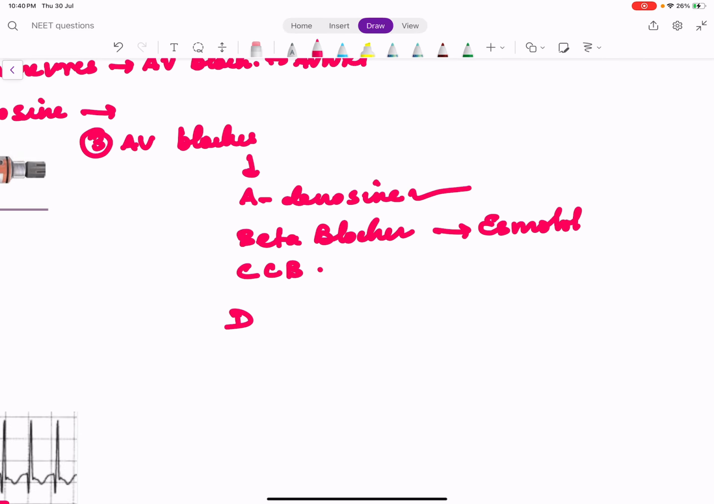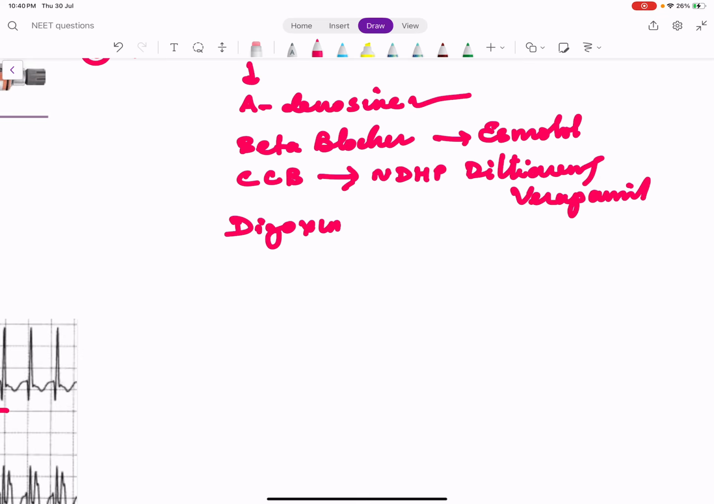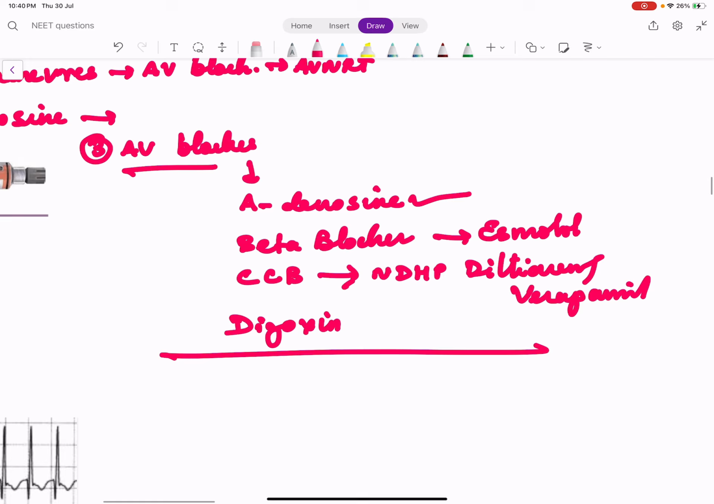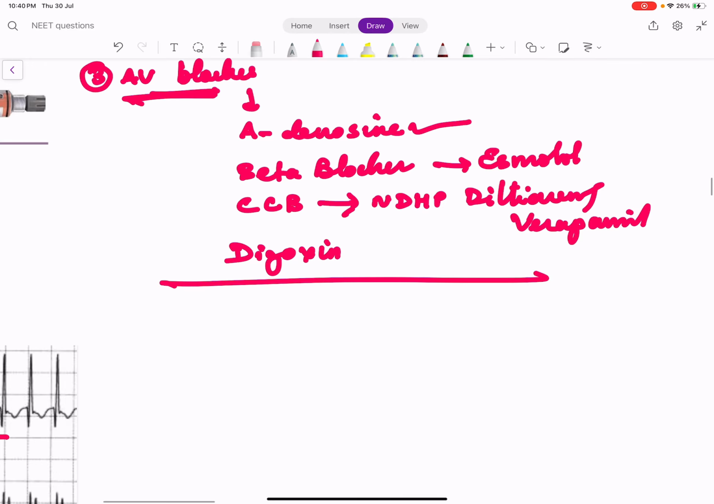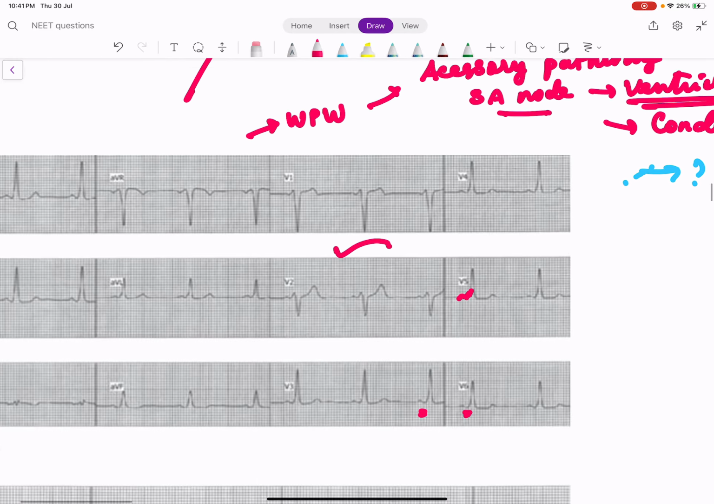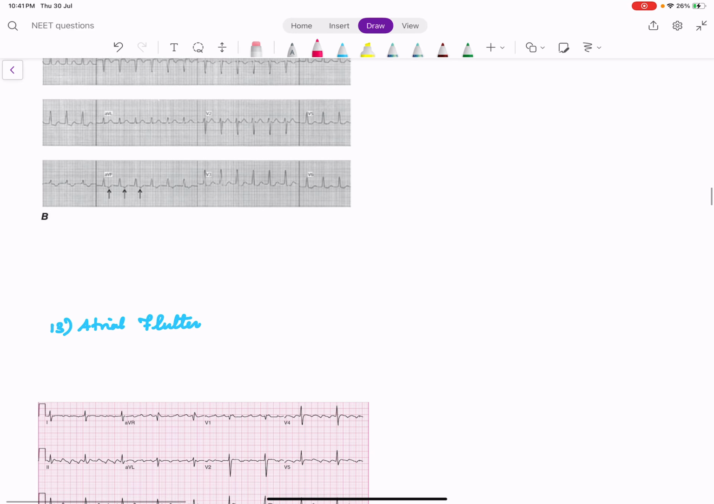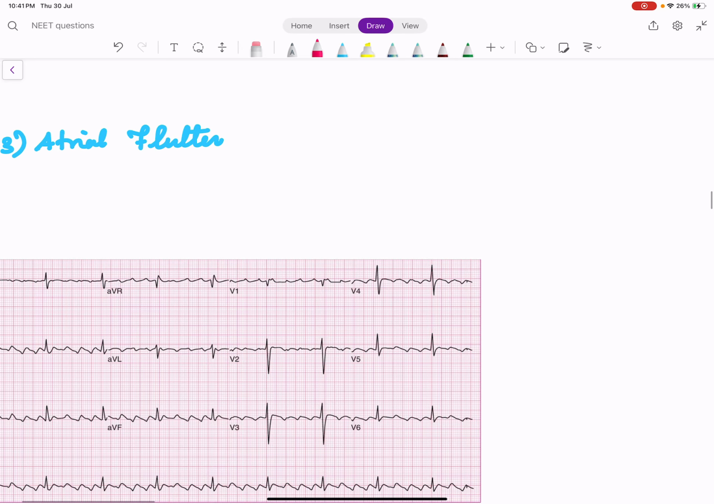Then we have calcium channel blockers. Already discussed calcium channel blockers. We have dihydropyridine and non-dihydropyridine. The non-dihydropyridine calcium channel blockers like diltiazem and verapamil are available as IV. They are usually given. And D is for digoxin. So these drugs are called AV blockers. In AVNRT or in other supraventricular arrhythmias, AV blockers can be tried. In AVRT, again we are giving these AV blockers, but the baseline ECG will be a pre-excited ECG showing Wolff-Parkinson-White.